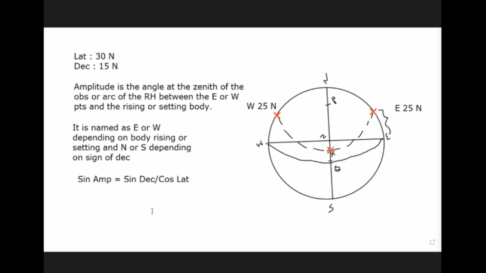So the prefix will be based on this rising or setting direction, and the suffix will be based on the sign of declination, correct? Correct, absolutely. Here the declination is north, so it will remain north only, the suffix, and it is whether rising or setting, then east or west. Okay, sir.